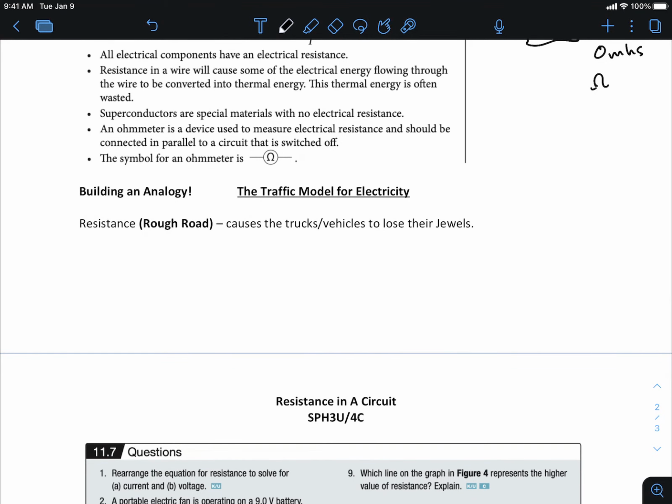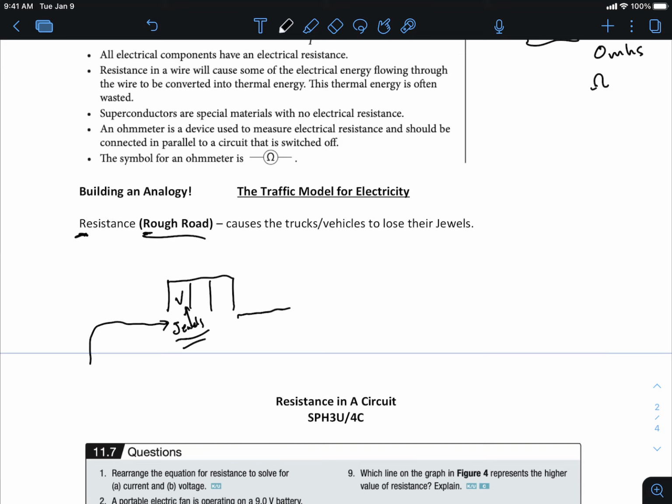So resistance, rough road. Again, the R&R. I like this stuff for those reasons: resistance is the rough road. Again, just to recap from yesterday, we've got a bank. The bank has vaults in it. Inside the vaults, we have joules. What happens? Well, trucks pull up to the bank. They fill up their trucks with joules of energy from the vaults.